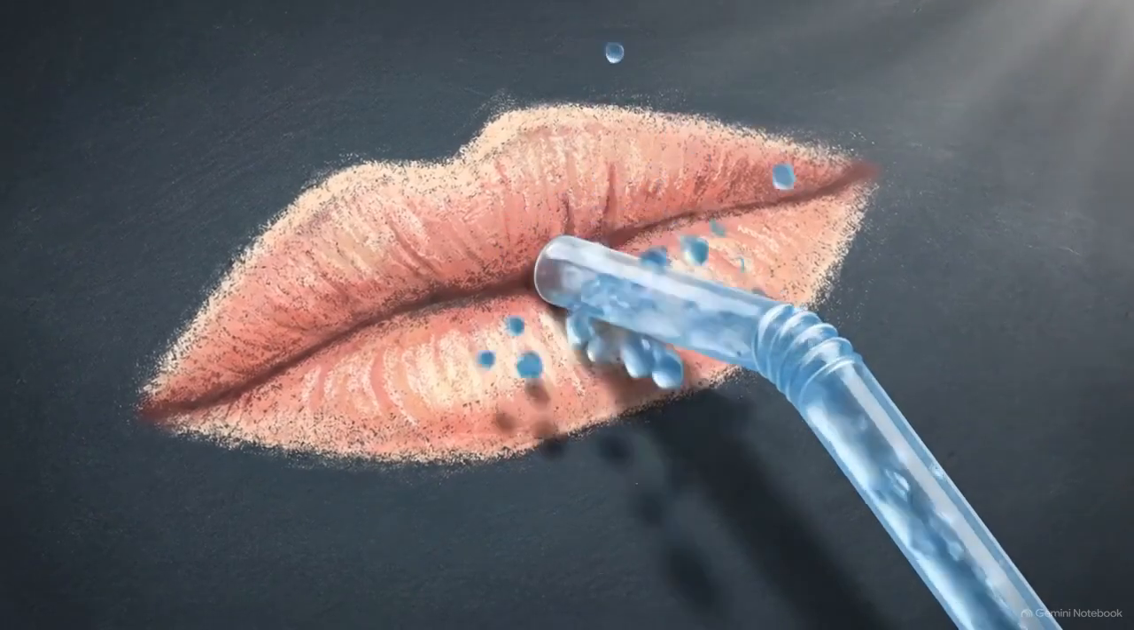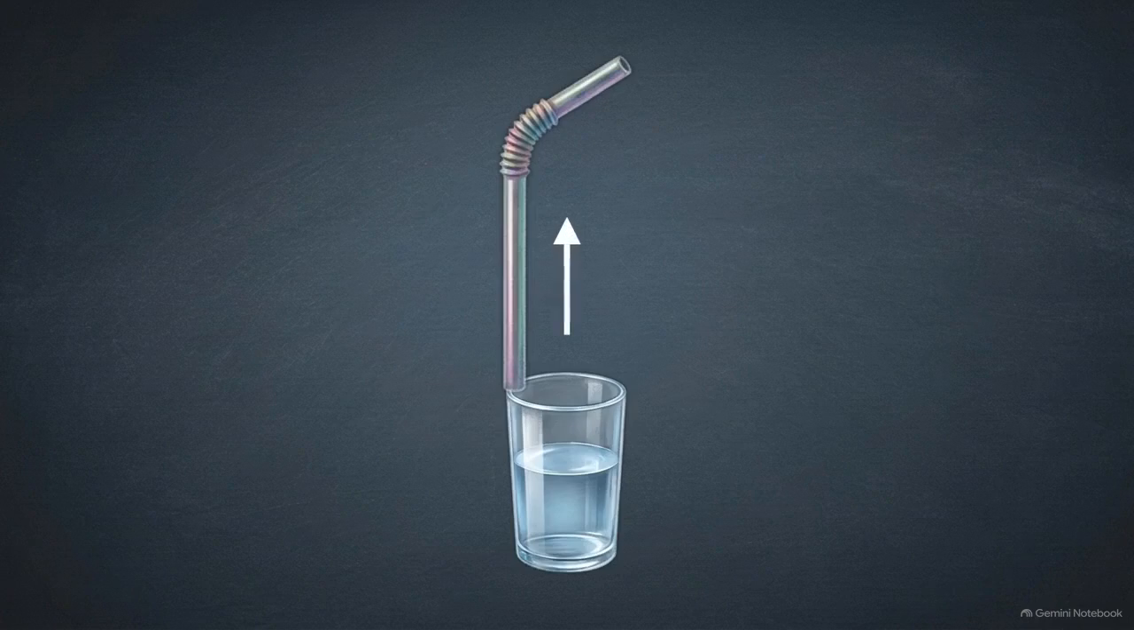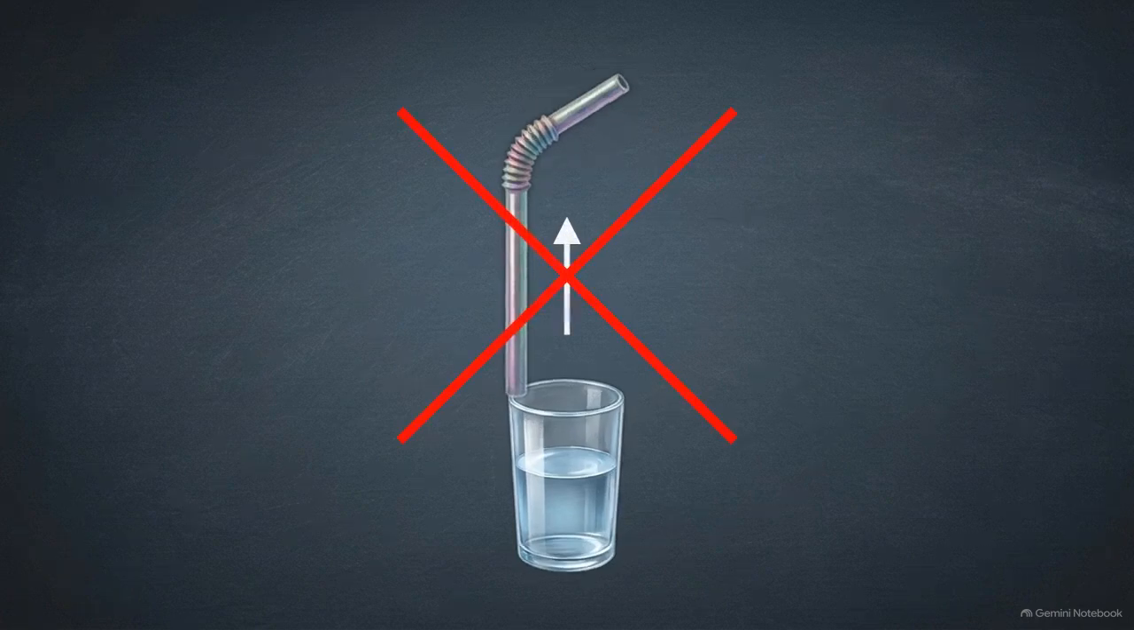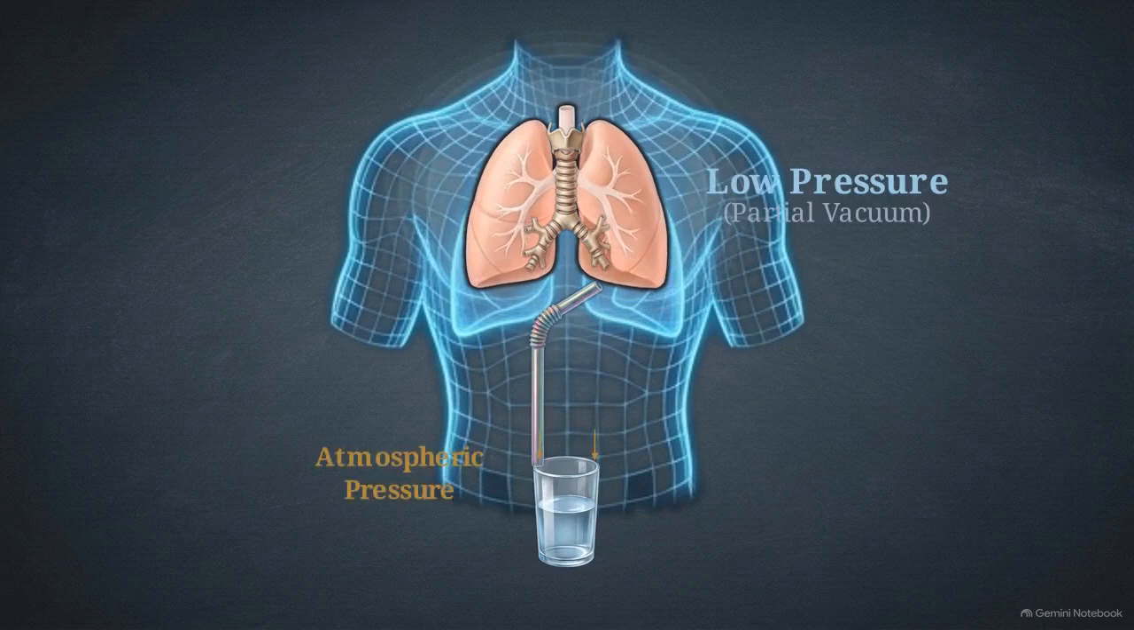While it appears that the mouth is pulling the liquid upward, biological suction does not involve an active pulling force acting on the fluid itself. Instead, the lungs expand to create a zone of low pressure, a partial vacuum, inside the body. The liquid is driven up the straw by the higher atmospheric pressure resting on the cup's surface, which overcomes the lower pressure inside the lungs.